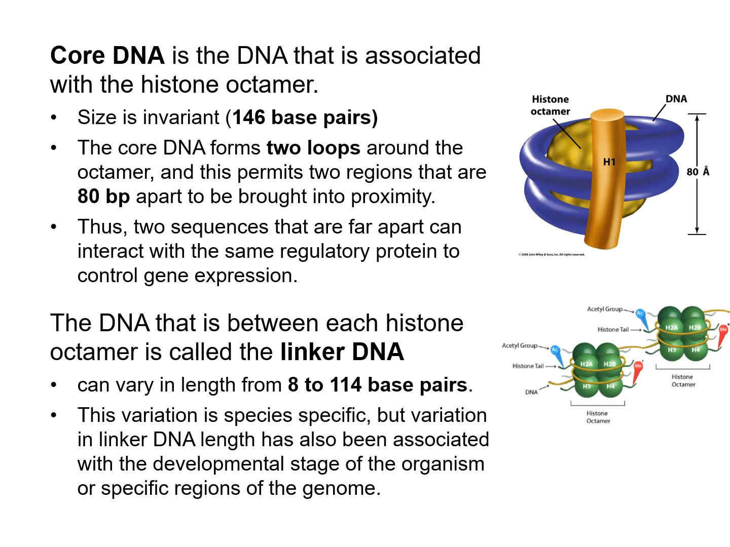The DNA that is between each histone octamer is called the linker DNA, which is located here, and its length can vary from 8 to 114 base pairs, so it's highly variable. This variation is species specific, but the variation in linker DNA length has also been associated with the developmental stages of the organism or specific regions of the genome too. So it is relatively dynamic in terms of regulating the size of the linkers.